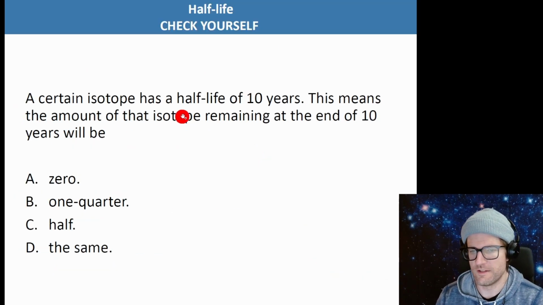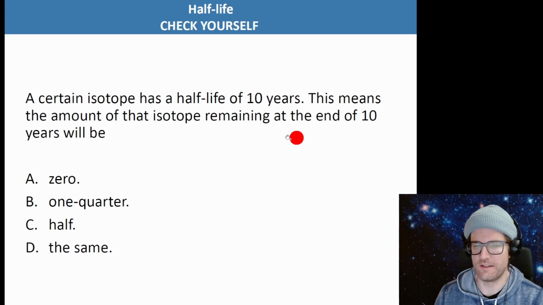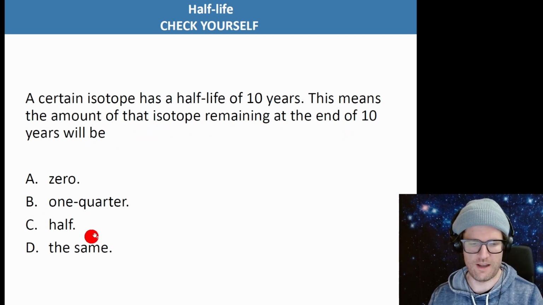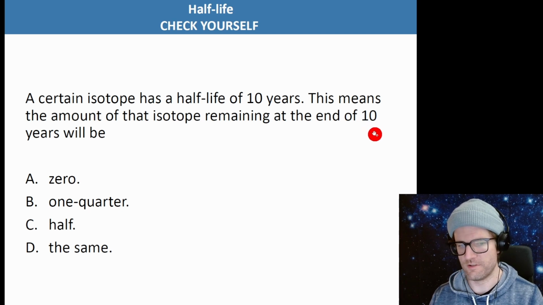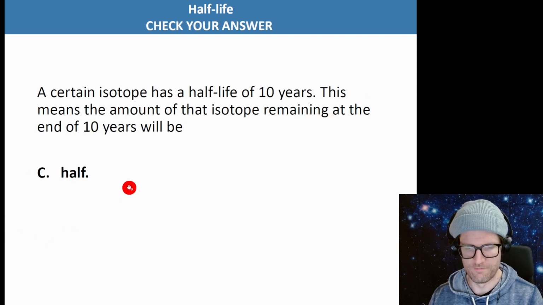A certain isotope has a half-life of 10 years. This means that the amount of the isotope remaining at the end of 10 years will be half. So the half-life is 10 years, 10 years have elapsed, and half is left.